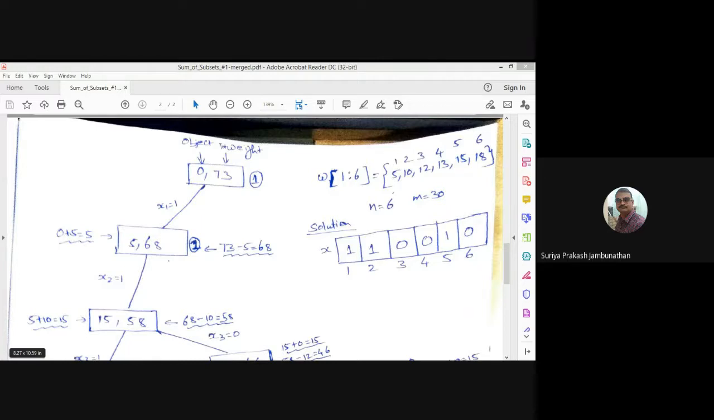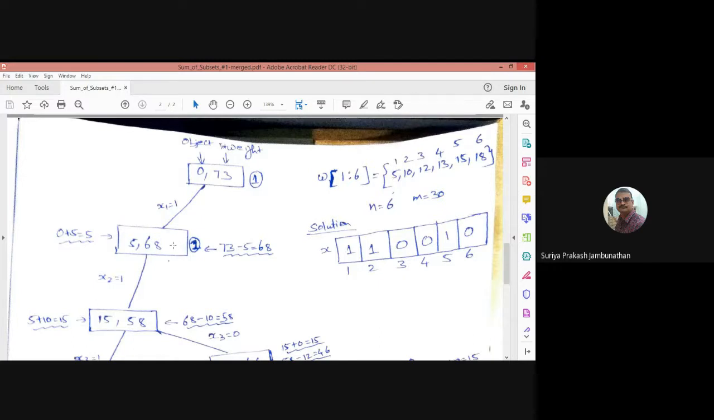So after considering x1 equal to 1, the object value is 5 and the weight is 73 minus 5, that is 68. Here, to identify the object value, you add the previous object value and the current object value. To identify the weight, you subtract the object value from the previous weight. So 73 minus 5 is 68. That is the current position of the first subnode.